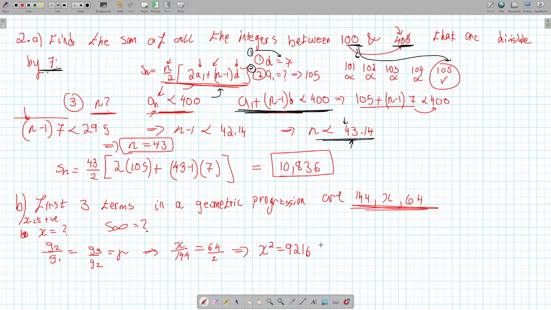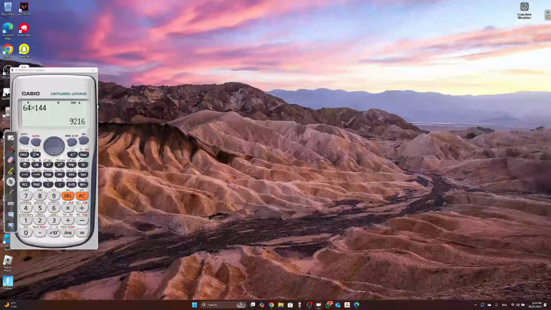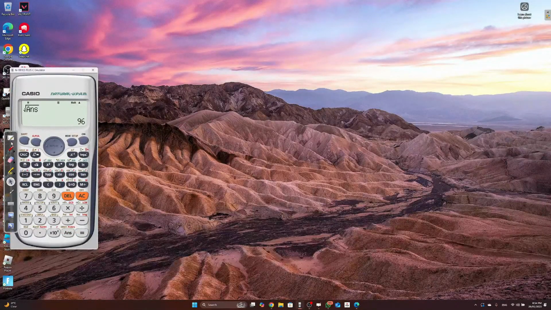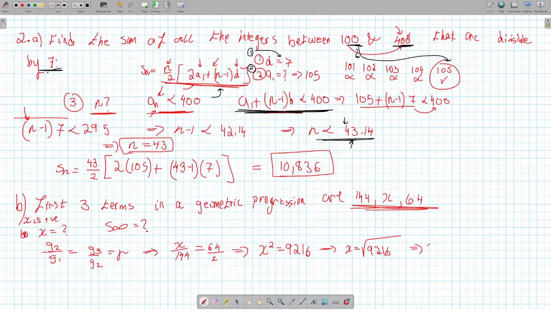Yeah, x squared equals 9216, so x is going to be equal to the square root of 9216. Since they said x is positive, you only take the positive root. So the square root of this answer, what is it? 96. So x is equal to 96.